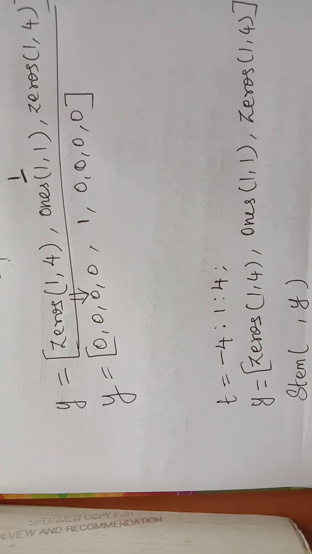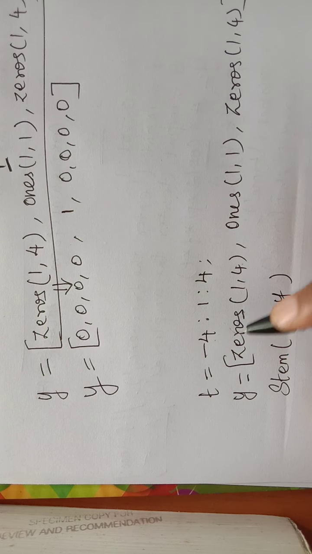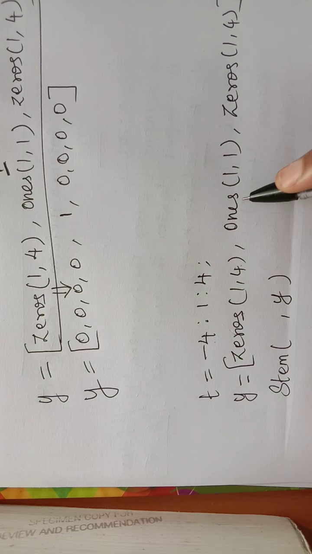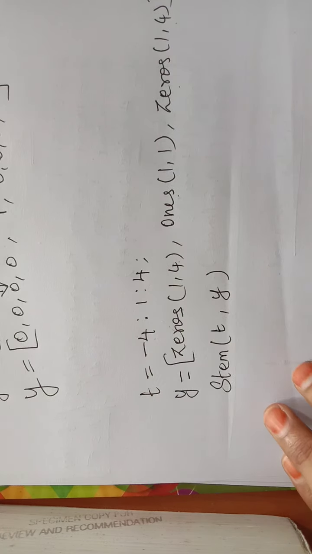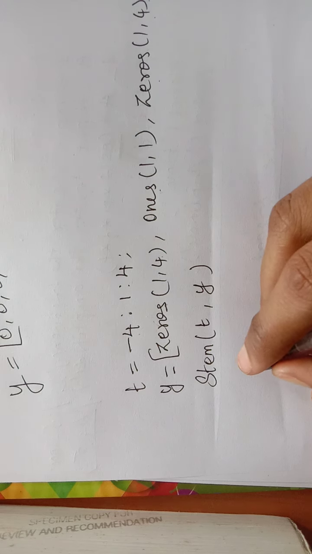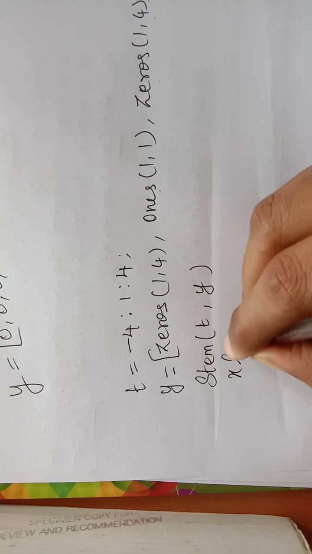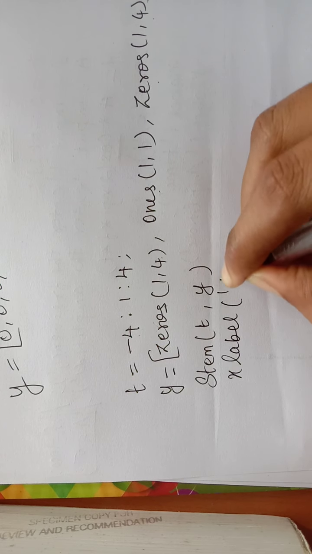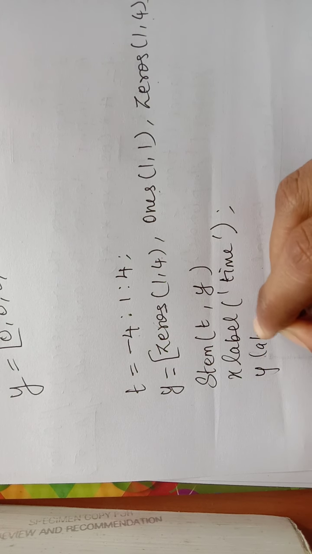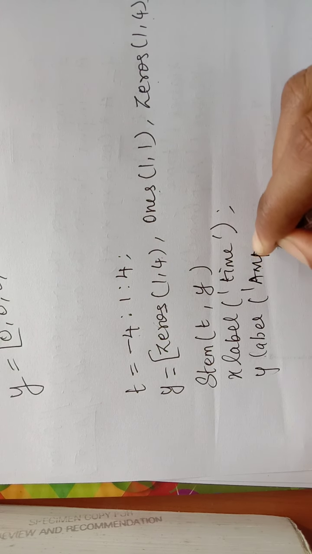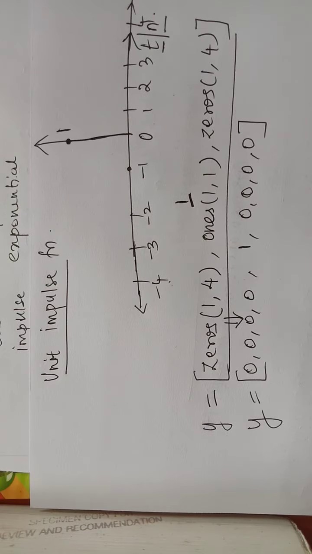When I use this, the one will be plotted at the origin, and the zeros will be plotted from 1 to 4. So stem t comma y. After writing stem, you will give the x label and the y label. The x label is time, and the y label is amplitude. Okay, now this is the unit impulse function I have generated.